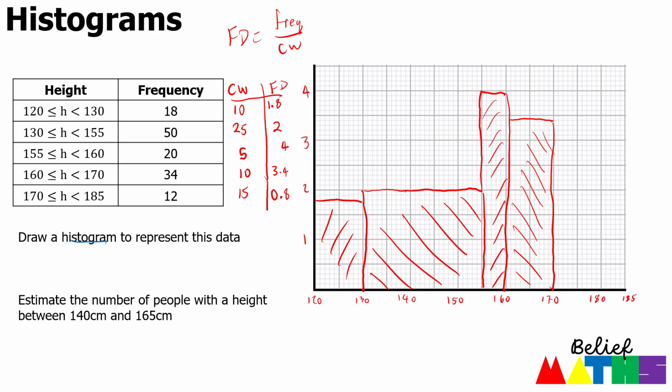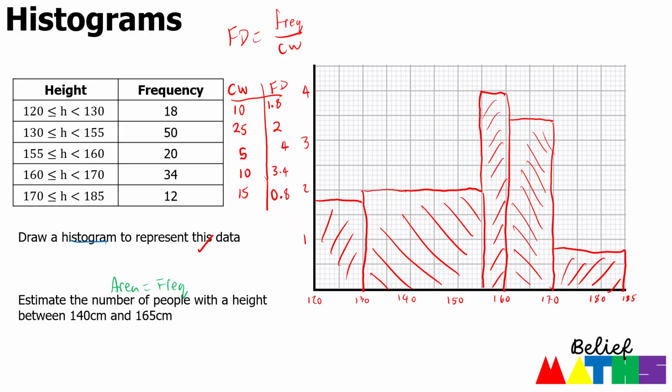Apologies, a little bit lower. All the way over to the end of our graph. And that's our final histogram drawn. So that's our histogram drawn. It then asks us to estimate the number of people with a height between 140 and 165. Well, what we're going to do, and the key here is that the area is equal to the frequency.